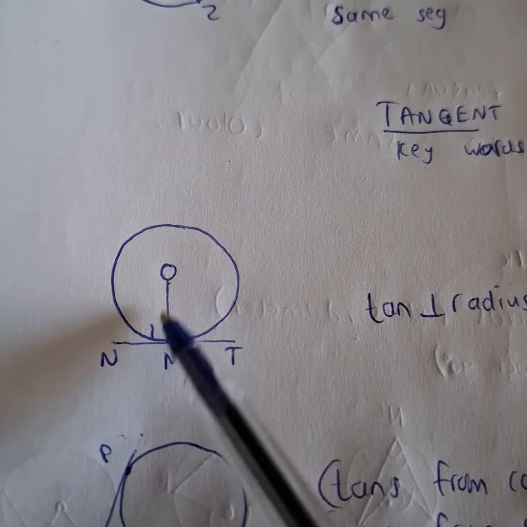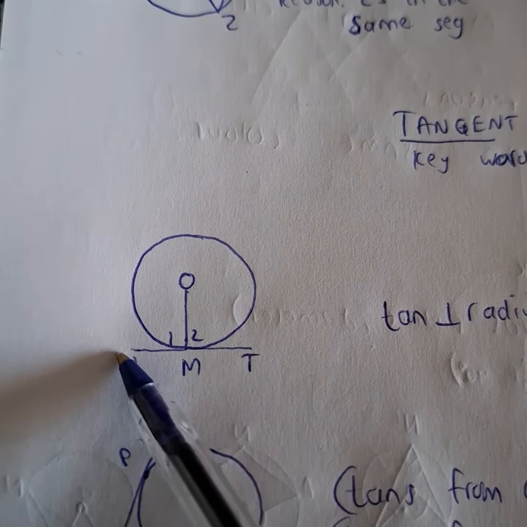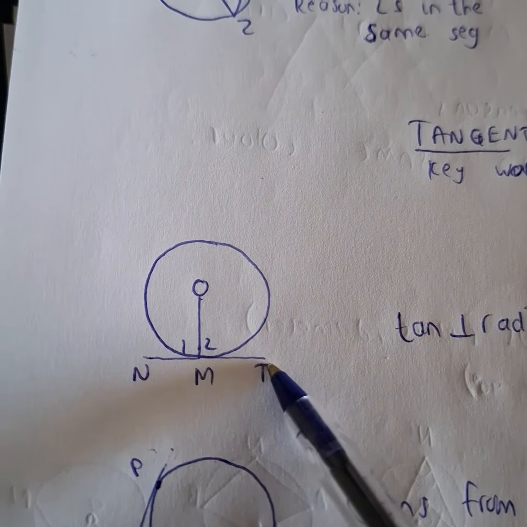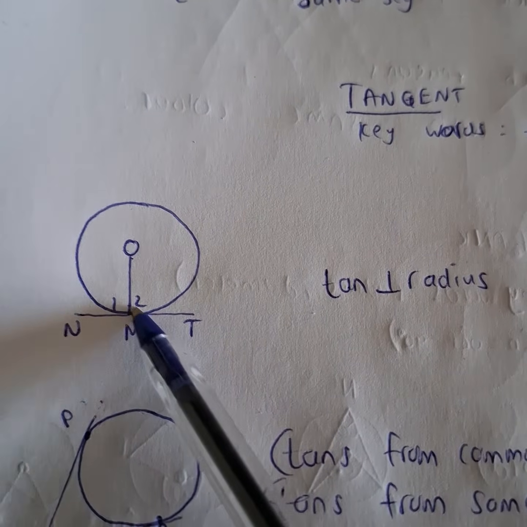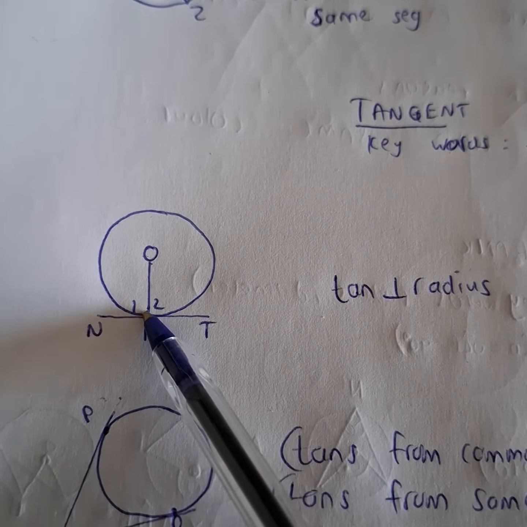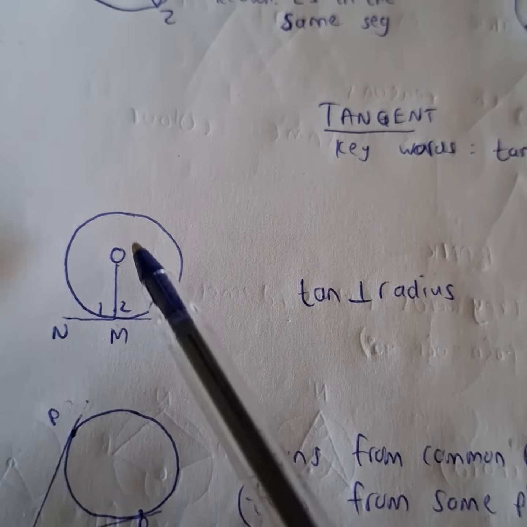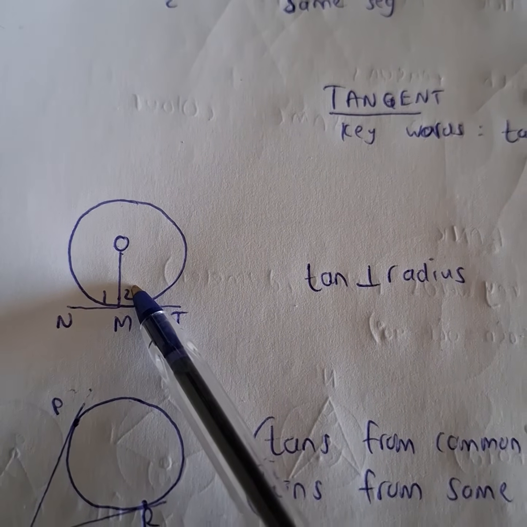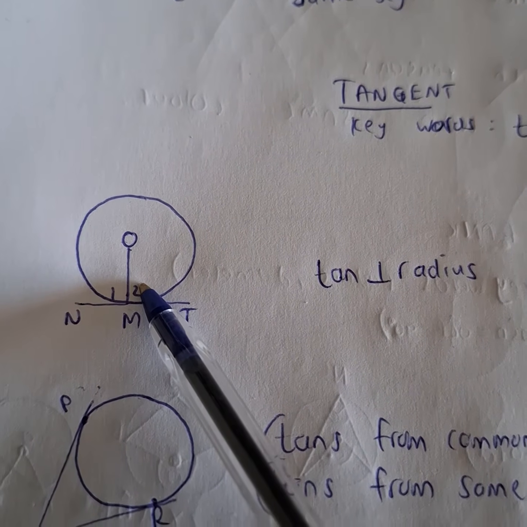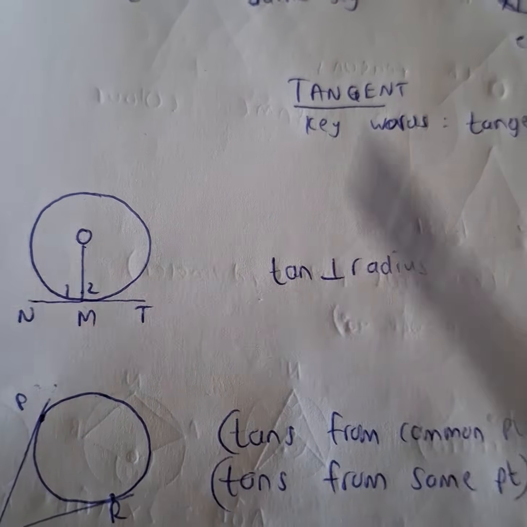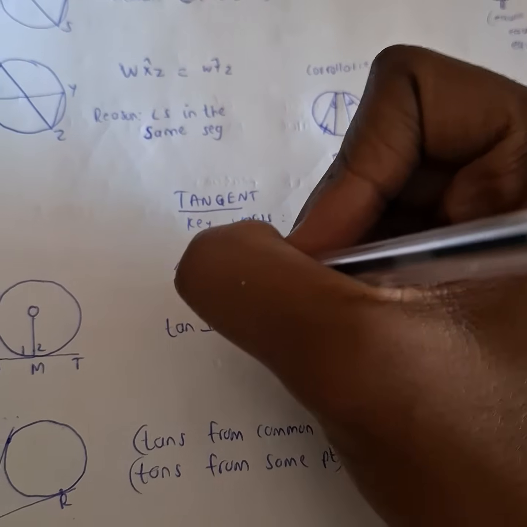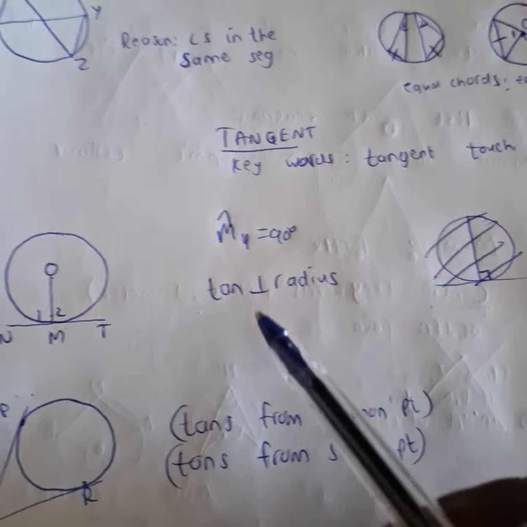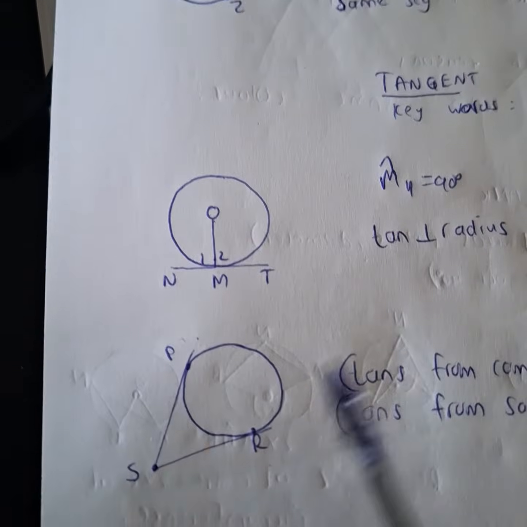The fact that a line from the center to the circumference that touches a line that's external to the circle, at the point of contact, we say that angle M1 and angle M2 are equal to 90 degrees. Reason? Tangent perpendicular to radius. So you could say angle M1 is equal to 90 degrees. Reason? Tangent perpendicular to radius.